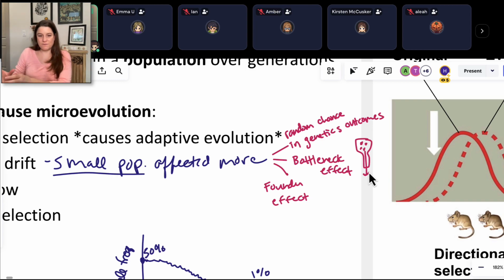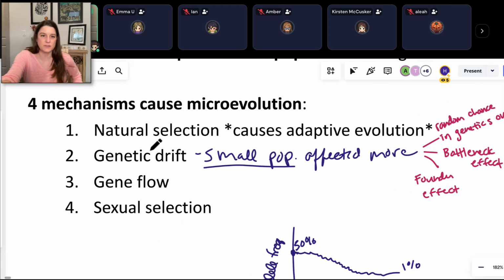The founders of that population, like the founding fathers, if you will, if they're not in the same proportions of genetics as the original population, then your new population will have shifted genetics because of those founders being different. So you often would find founder effect when you're thinking of a colonization, and something new about the colonization, some shift in there? That's probably founder effect. And those are all examples of genetic drift.